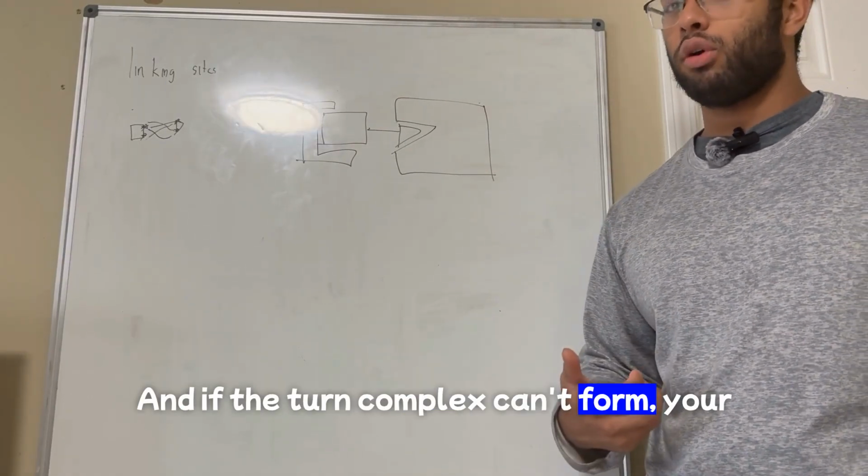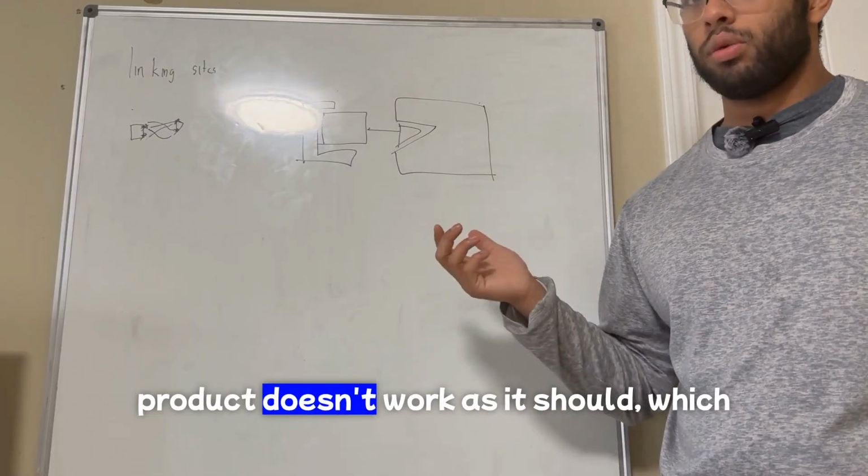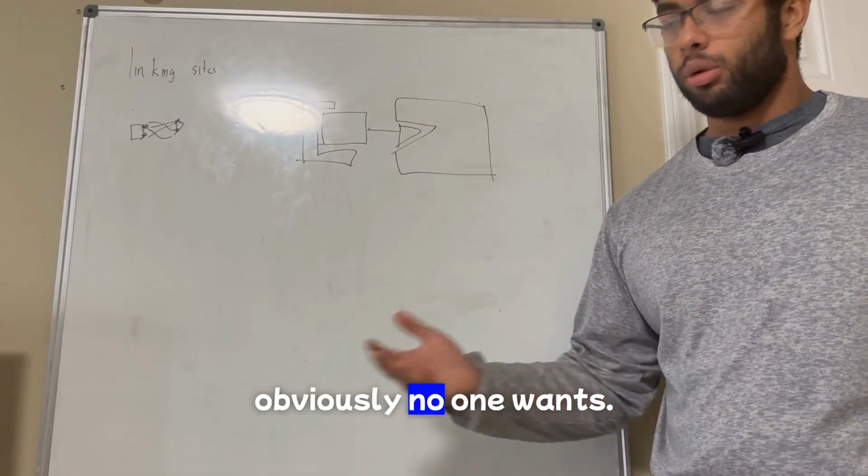And if the ternary complex can't form, your ubiquitin can't transfer, and the PROTAC doesn't work as it should, which obviously no one wants.